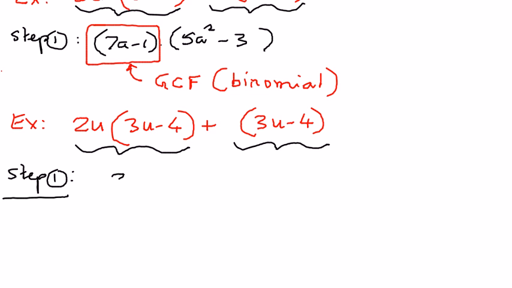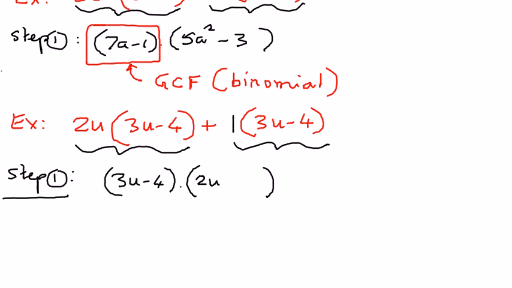So therefore, we write (3u minus 4) within parentheses, and then we put a dot indicating that is multiplication, and we open up a set of parentheses next to that, indicating that we want to write out the rest of the expression in that set of parentheses. In the first set of parentheses, when we pulled out 3u minus 4, what is left? 2u is left. In the second set of parentheses, when we pulled out 3u minus 4, what is left? If there is no number in front of 3u minus 4 in the second expression, it implies that it is 1. 1 times 3u minus 4 is 3u minus 4.